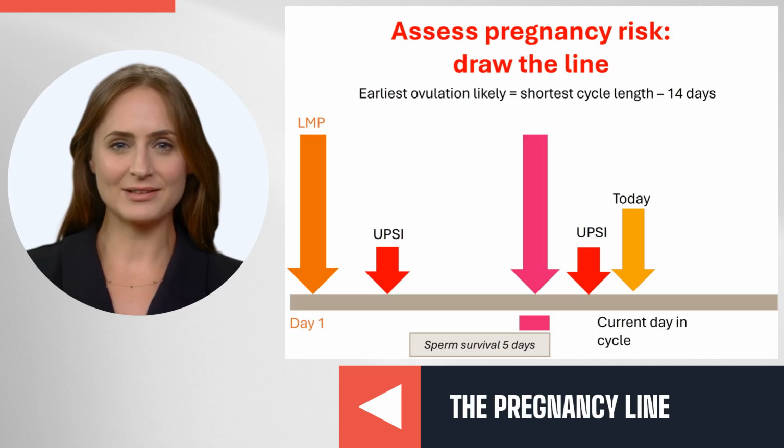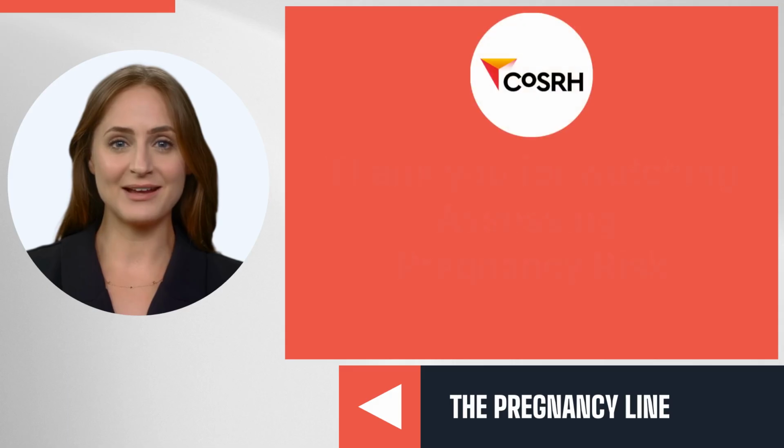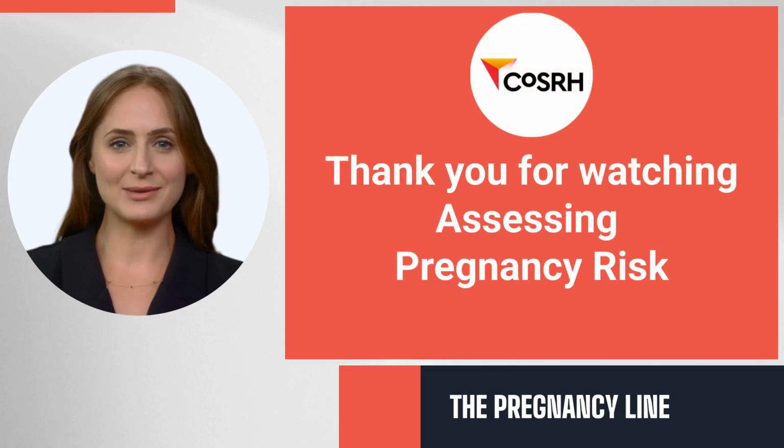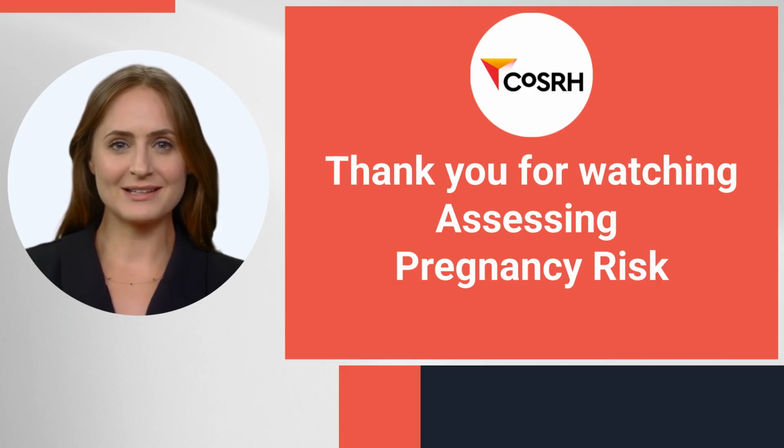If any of these episodes fall during the 6 days leading up to and including the day of ovulation, then there is a high risk of pregnancy. If there is a very variable cycle, then the high risk period may be longer. In the next 2 videos, we will discuss how emergency contraception works and how to select the best method for each patient.